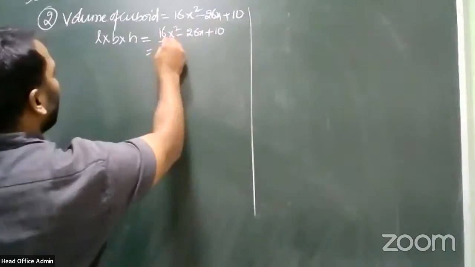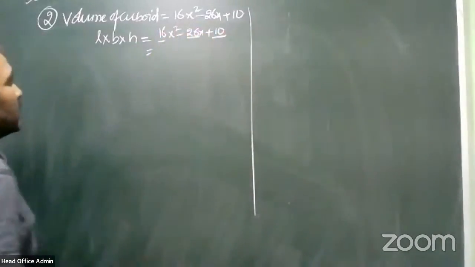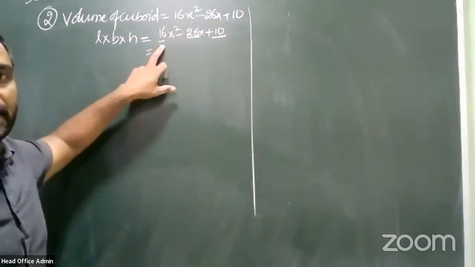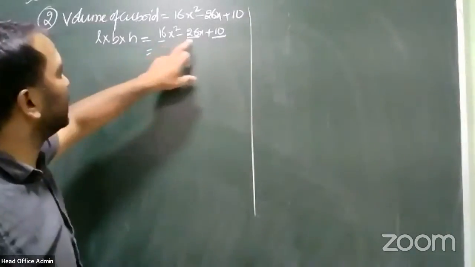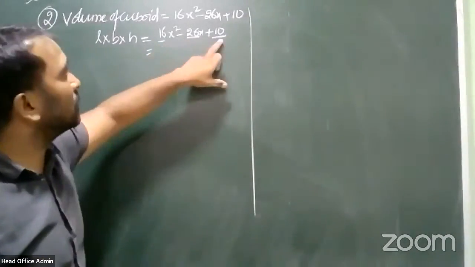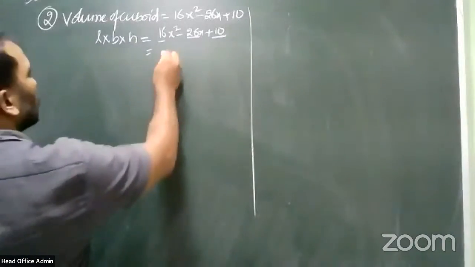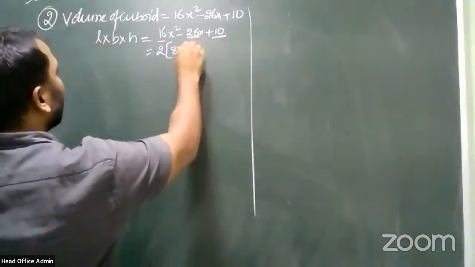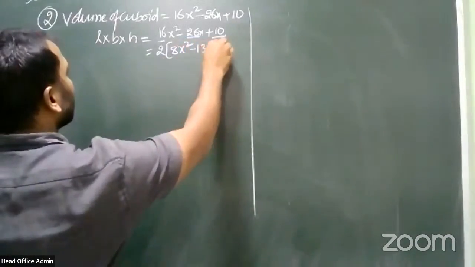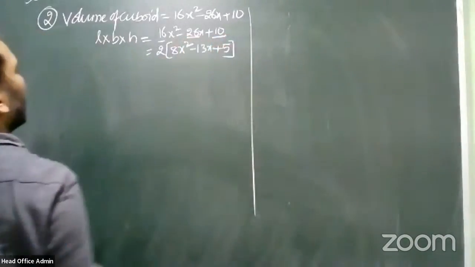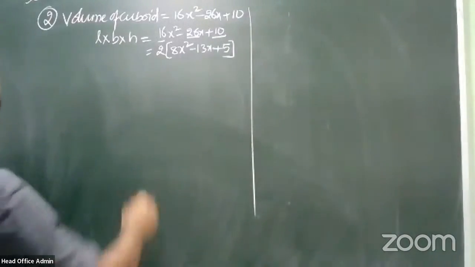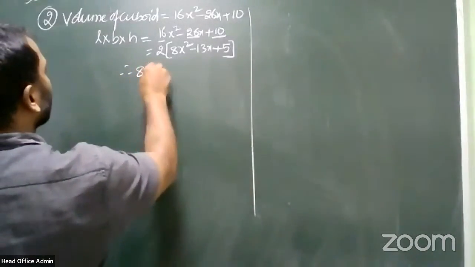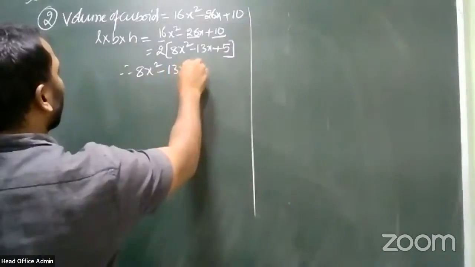So in this, 2 is common. Just observe here: 2 8s are 16, 2 13s are 26, 2 5s are 10. So I just take 2 common. What will you get? 8x square minus 13x plus 5. Therefore, 8x square minus 13x plus 5.